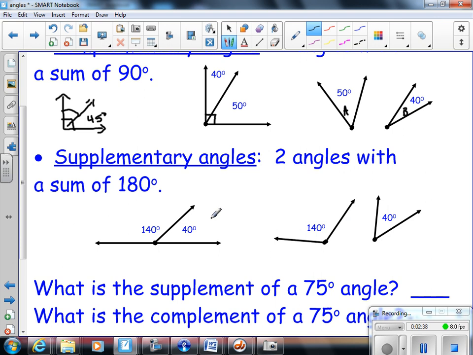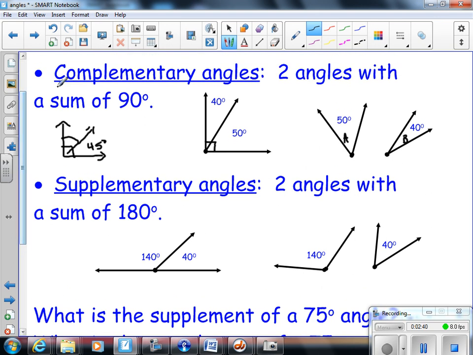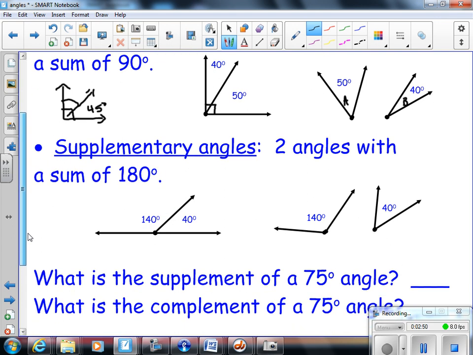The way I remember is complementary, C comes first in the alphabet, therefore it's a smaller measurement of 90 degrees. Supplementary, think of straight. Supplementary angles make a straight angle or 180 degrees.